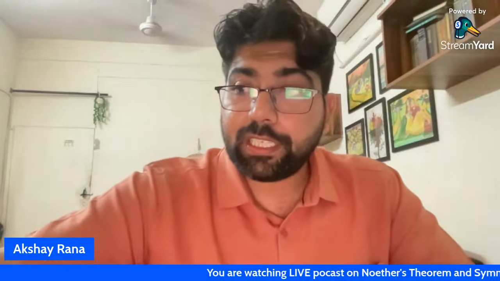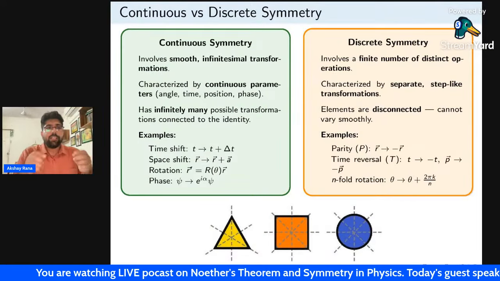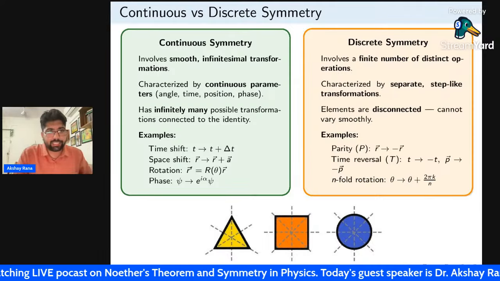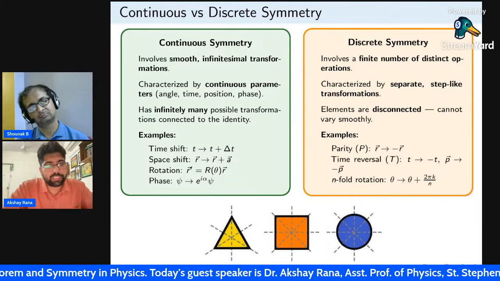So it means there is a certain class of symmetries, or certain objects, where the transformation needs to be discrete in nature, and there are certain transformations which are continuous in nature.